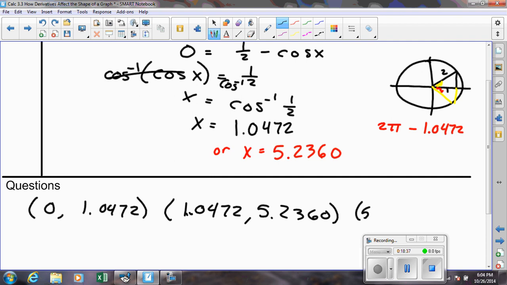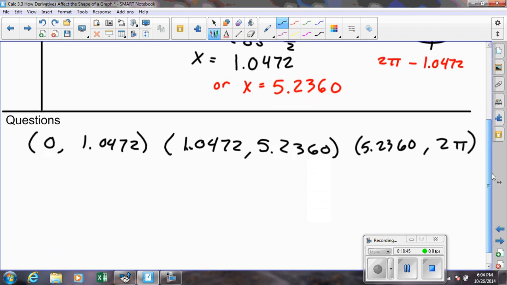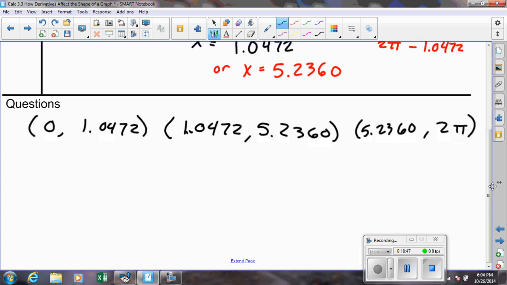And then 5.2360 up to 2 pi. All right, finally coming back to what I was trying to say. We know every one of these intervals is either increasing or decreasing, because we found the only places where we could possibly change from increasing or decreasing. That's what our critical values do for us. Since these are the only places, we just need to ask ourselves the question, is the derivative here positive or negative?